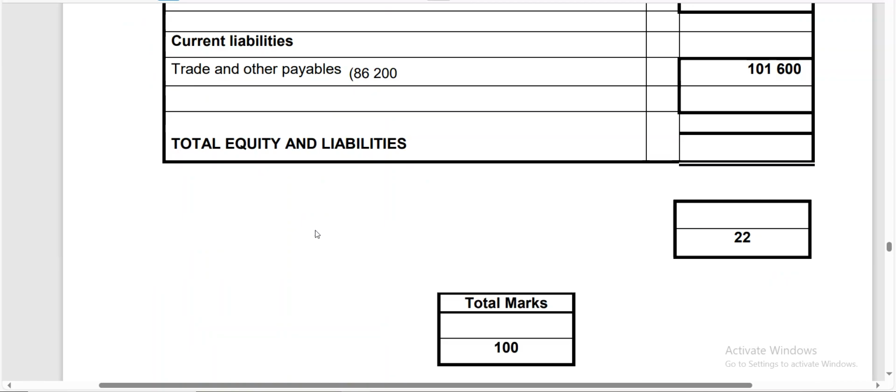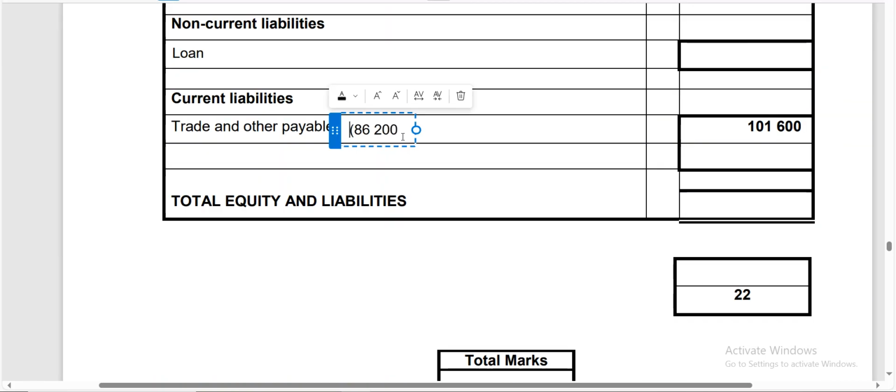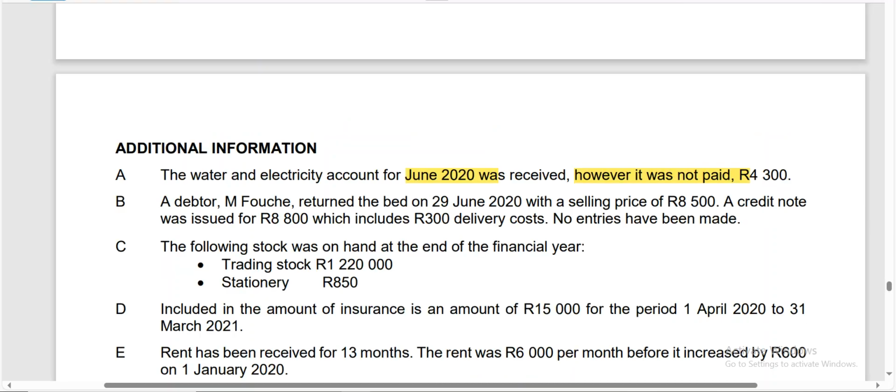So we are also going to come here and say plus 4,300. So this is how guys you record transaction number 1.